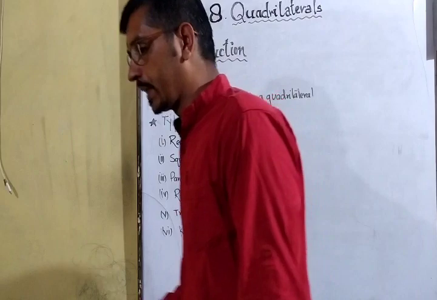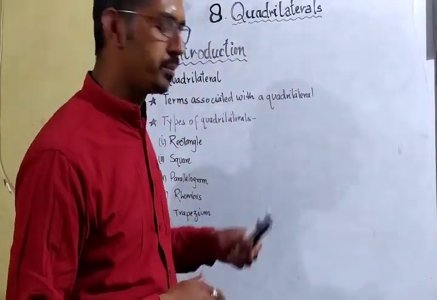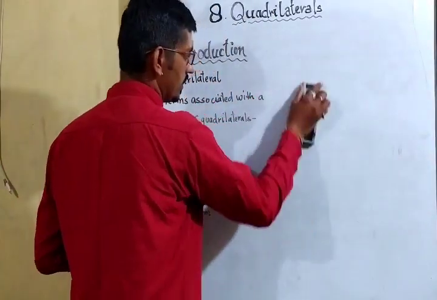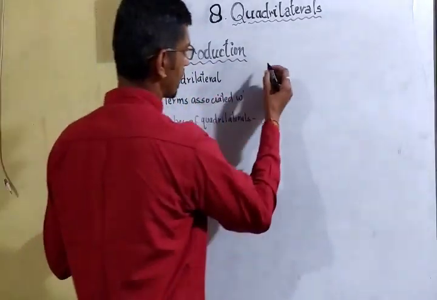Now first type of quadrilateral is rectangle, and we have learned so many things about rectangle in the previous class as well. So first quadrilateral is rectangle.